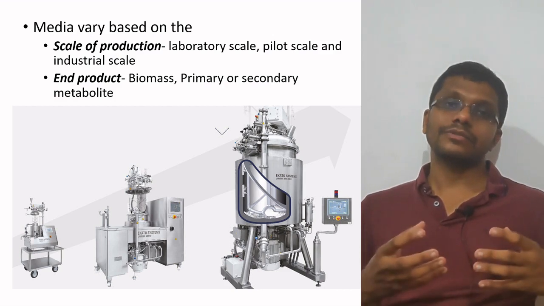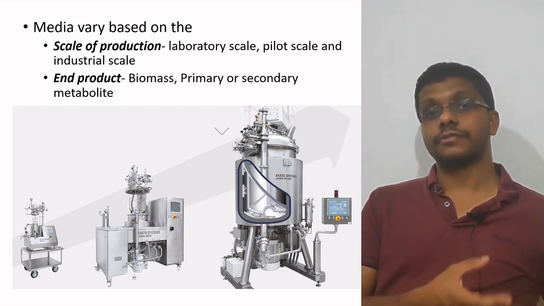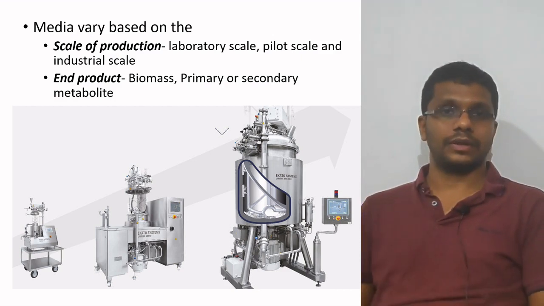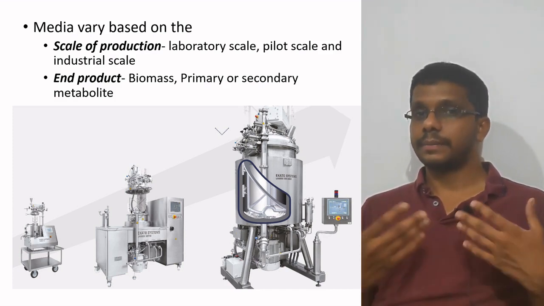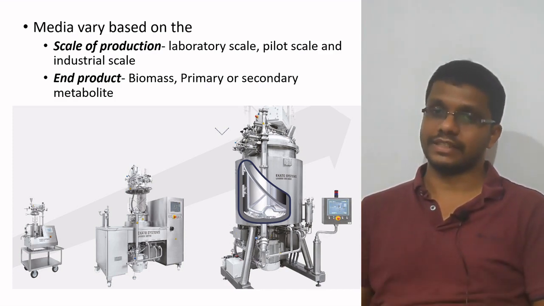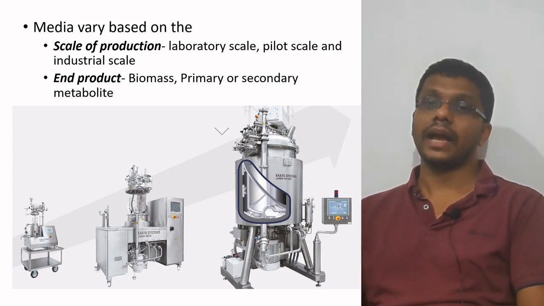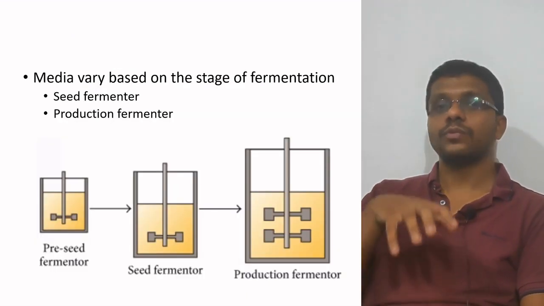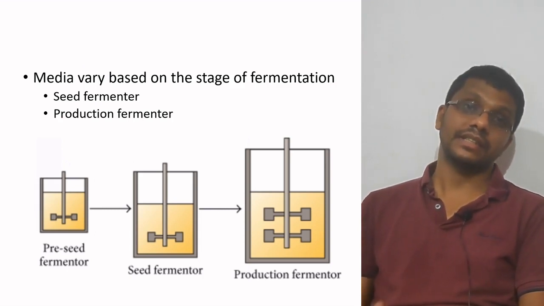But the media we use for single cell protein production from Saccharomyces cerevisiae is totally different from the media we use for the production of alcohol. Even though we are using the same organism, the media characteristics will change depending on the end product. So media characteristics change depending on the scale of production and the end product. And further, in one single fermentation, depending on the stage of fermentation, the media characteristics may change.